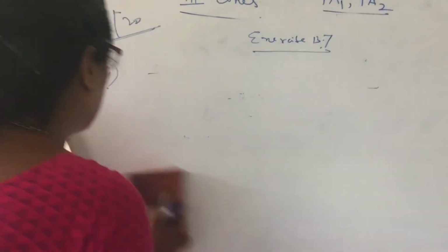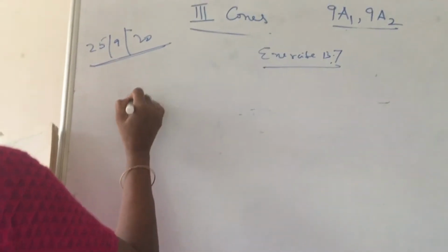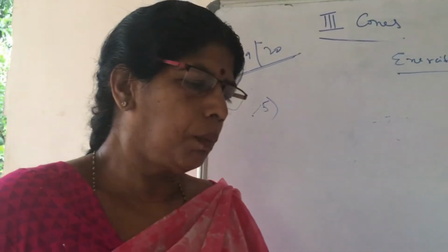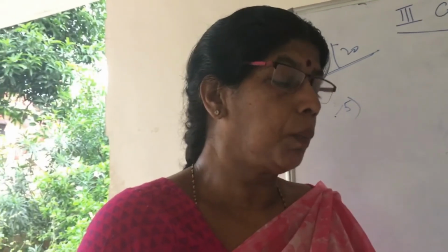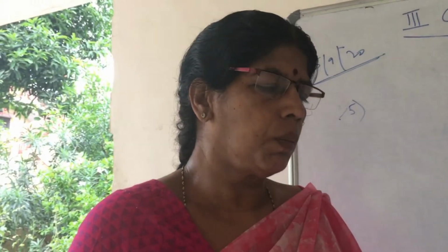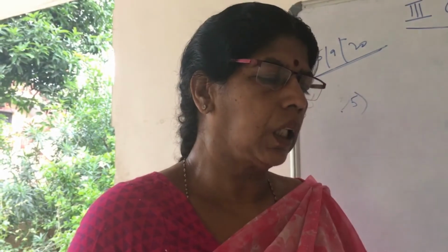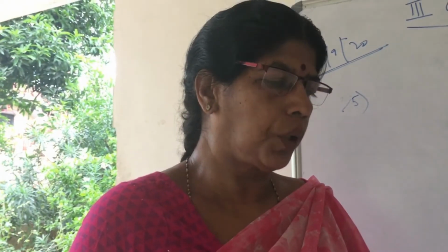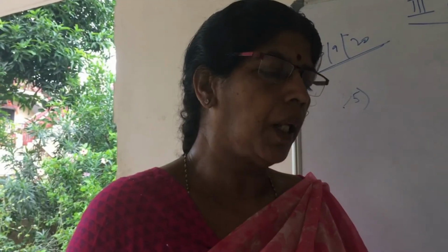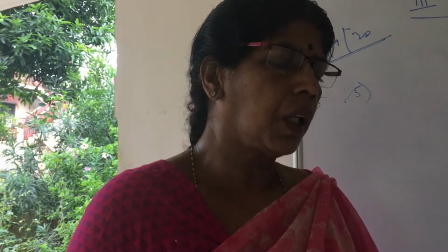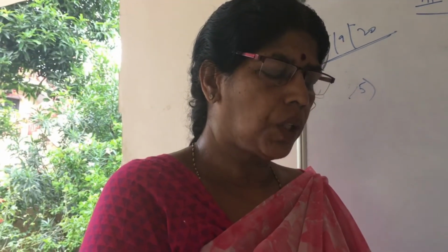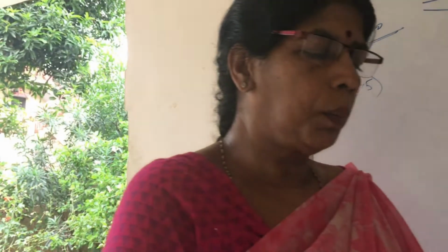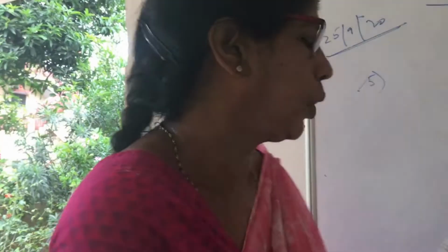Coming to question number 5. The fifth question. A conical pit of diameter 3.5 meters is 12 meters deep. Find the capacity in kiloliters. For the conical pit, what are you given, children? Diameter and depth. Depth means what? Height. They are asking you to find the capacity. Capacity means first volume. Because the dimensions are in meters, children, your volume will be in cubic meters, which you have to convert to kiloliters.